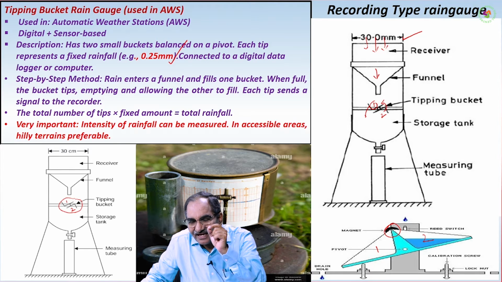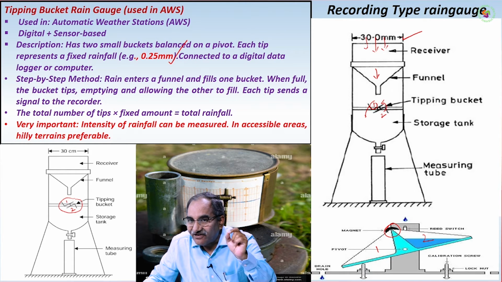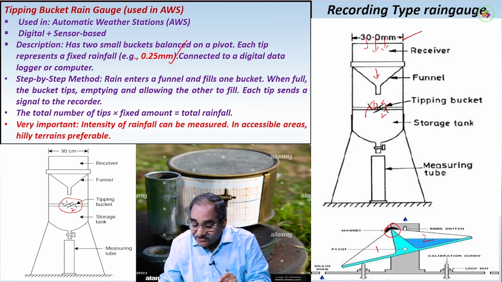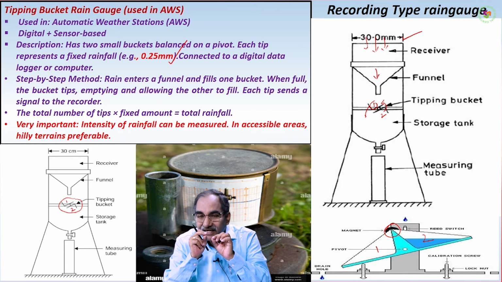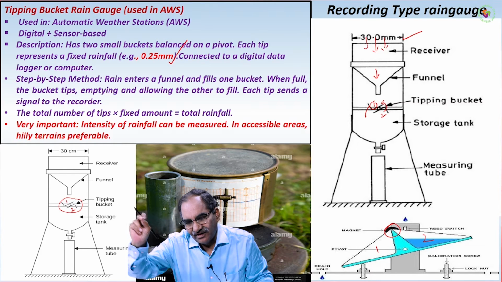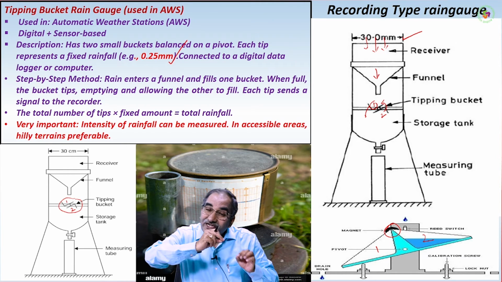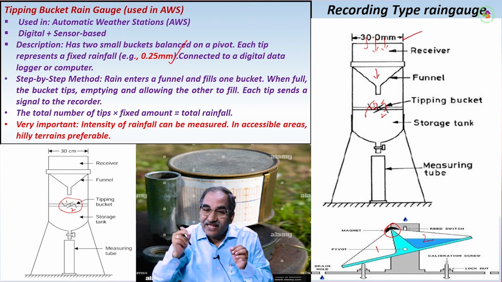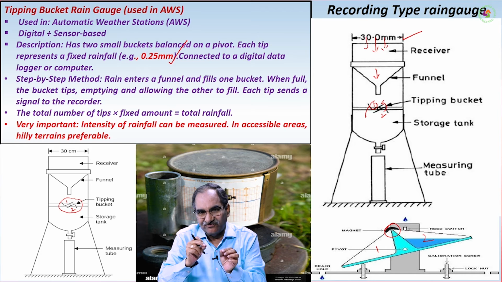One tip is equivalent to how much mm of rainfall? 0.25 mm of rainfall. And naturally, this will be connected to a drum also. On that drum, depending on the number of tips, it goes on adding the rainfall. So naturally, it gives over a period of time the cumulative rainfall. For example, in the first 3 or 4 seconds, 0.25 mm.